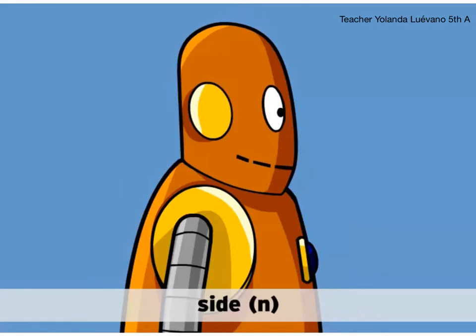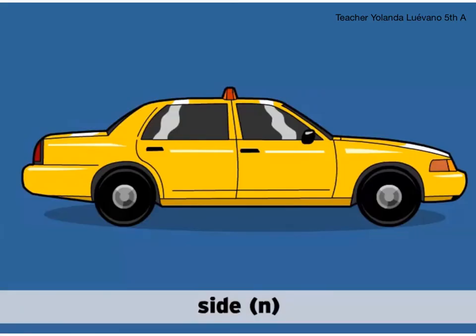Scythe. Now we can see the scythe of Moby. Scythe. This is the scythe of a taxi, of a cab.